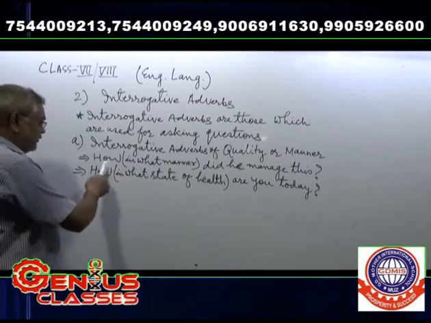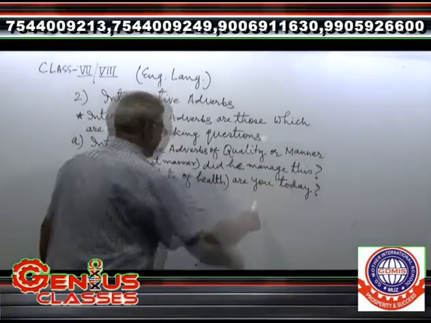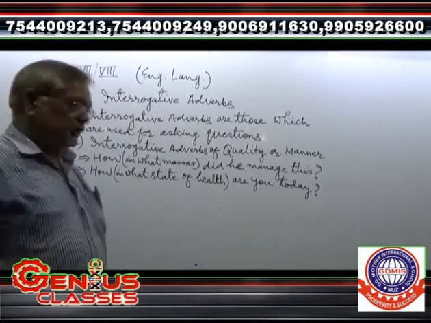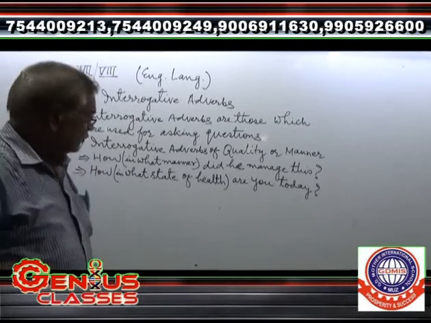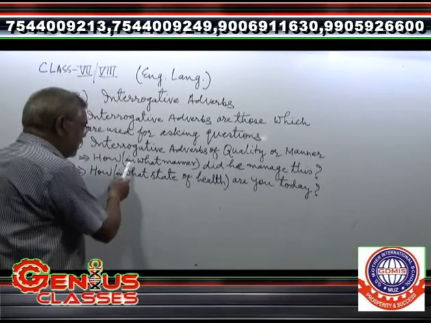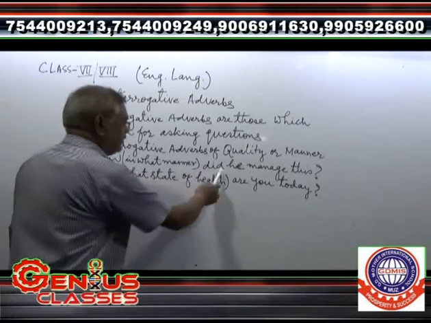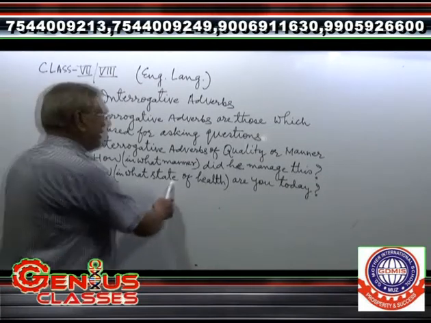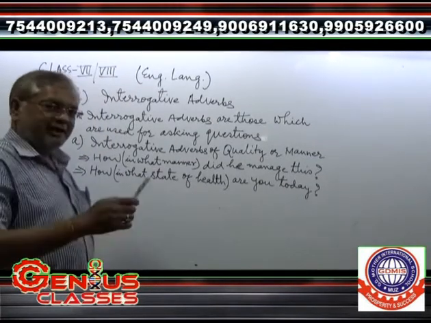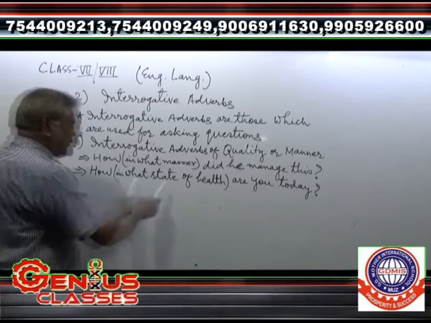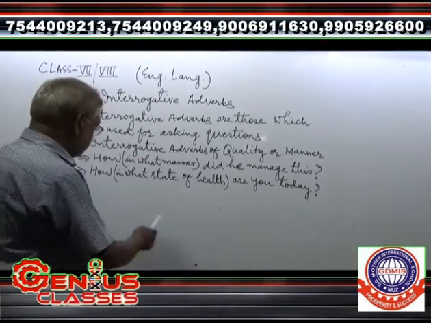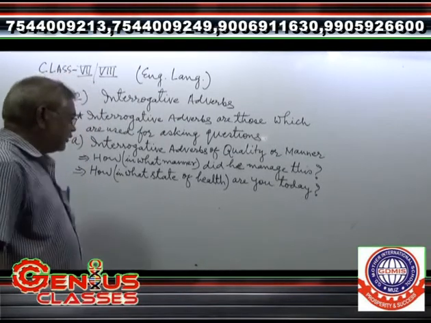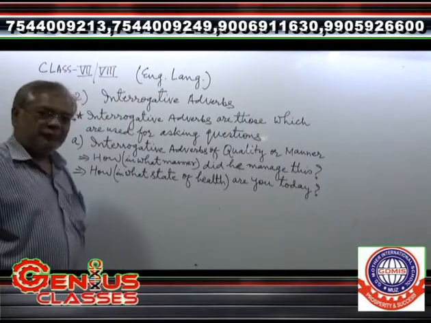Here the question is, how did he manage this? By putting in some effort or something like that, so here the manner is indicated. For your better understanding I have written, in what manner. So, how did he manage this? And here also it shows the present state of health, so that is the quality. How are you? For this how, the meaning I have written is, in what state of health. So, how are you?